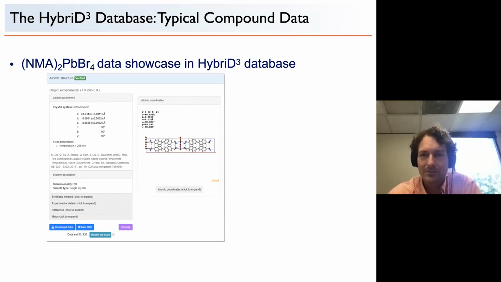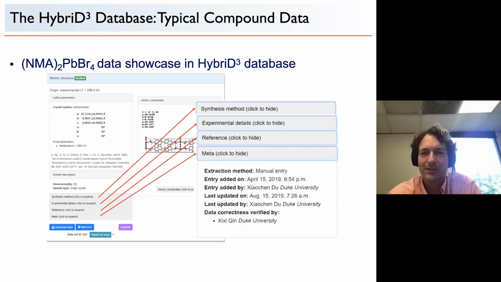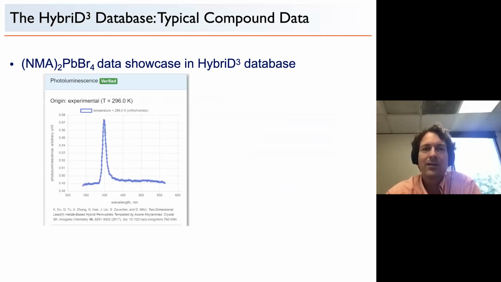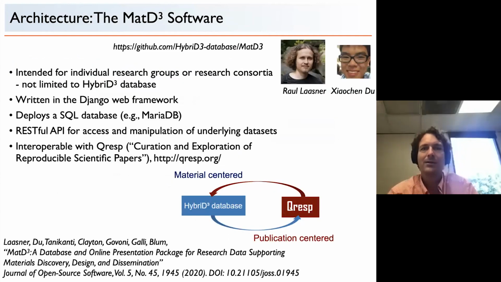Those are just the larger images of what I just said, including references, including history of who extracted this. And there's other data. For this one, for instance, there's photoluminescence and the band structure computations that were done at a certain level of theory.